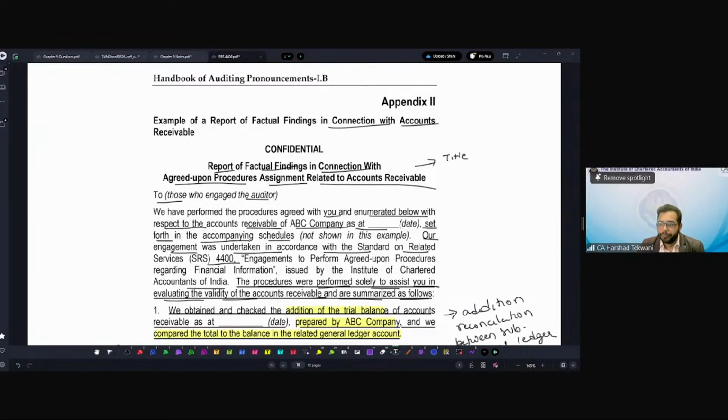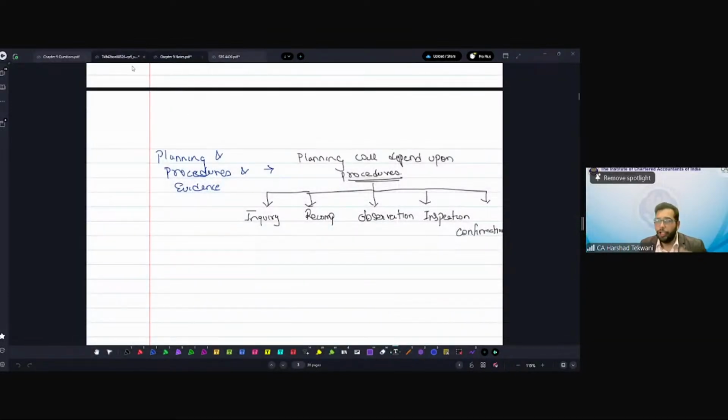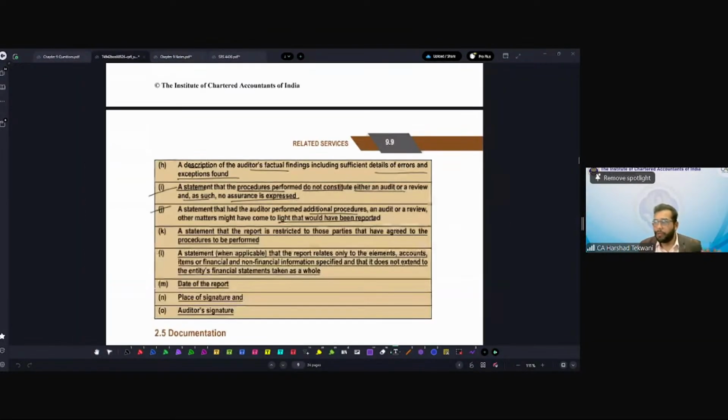Okay. If no doubts, so this was your report. Now, once you have issued your report, once you have undertaken the report drafting and everything, you have to comply with the documentation requirement for each and every step in the engagement, that is, from planning, from engagement procedures, everything. So you have to comply with all those requirements of documentation.